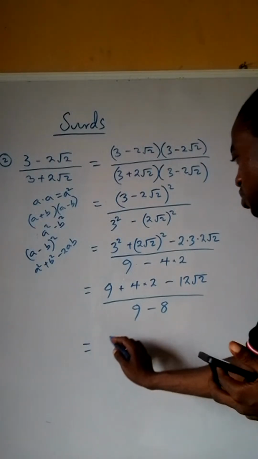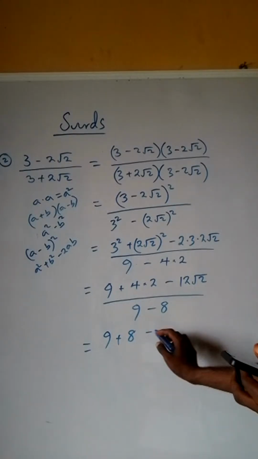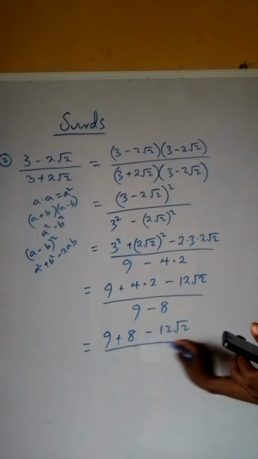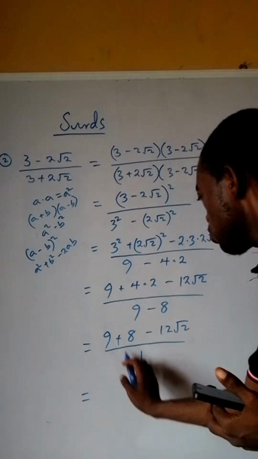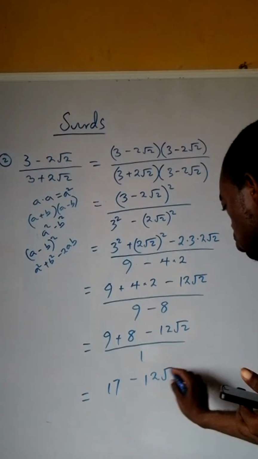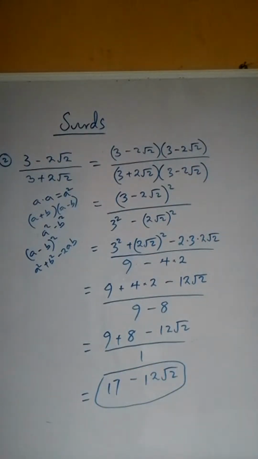And this becomes 9 plus 4 times 2, that's 8. Then minus 12 root 2 over 9 minus 8, that's 1. Then here we have 9 plus 8, that's 17, minus 12 root 2 over 1, we still have the same thing as 17 minus 12 root 2. So here we have the solution to that given problem as well.